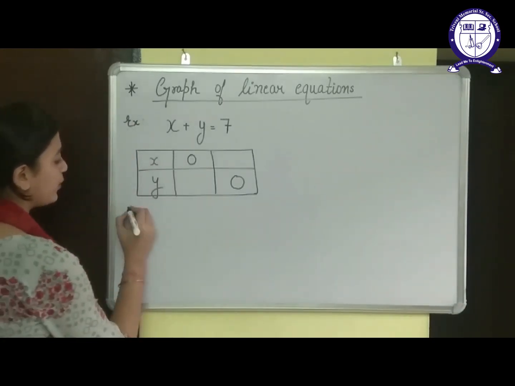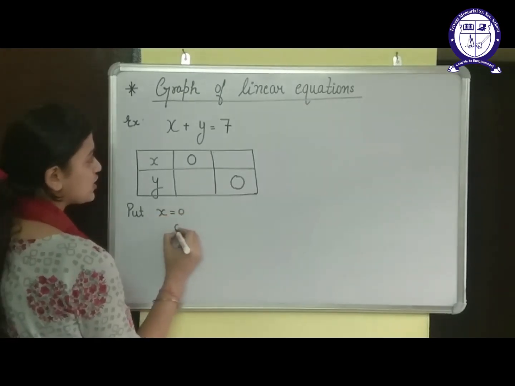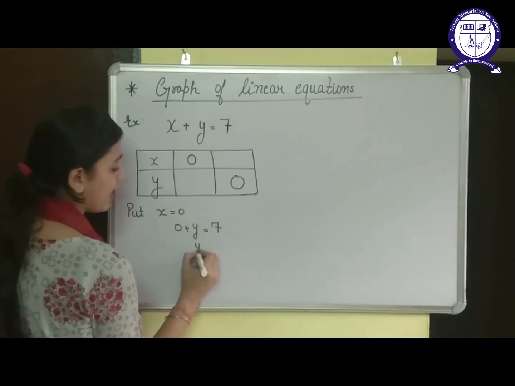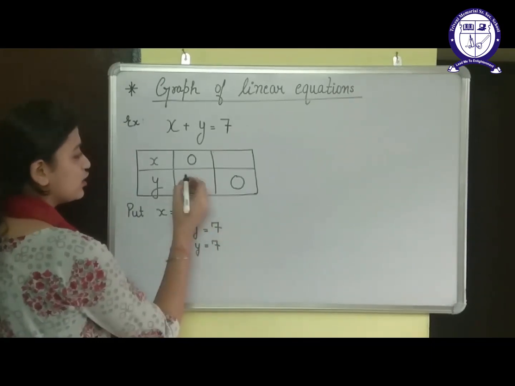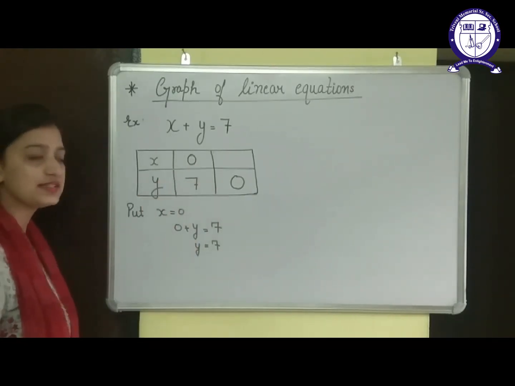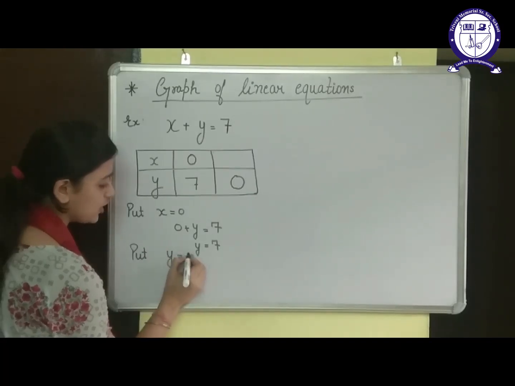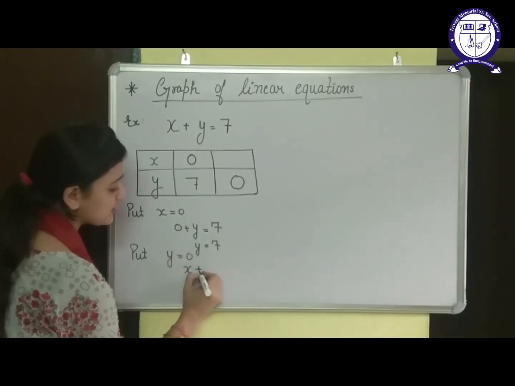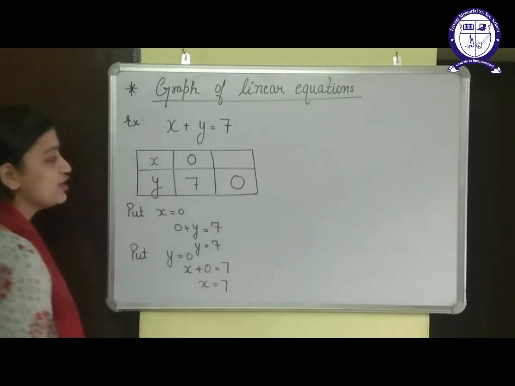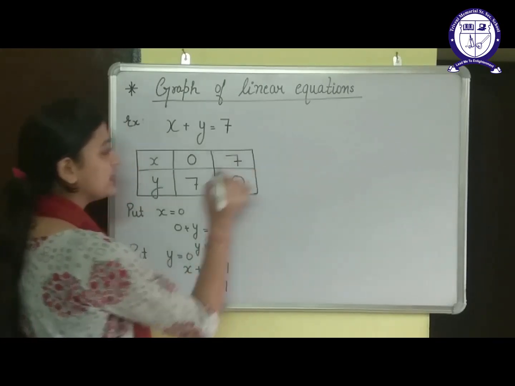So first of all, put x equals to 0. So 0 plus y equals to 7. So my y will be 7. So I put the value of y as 7. Second, put y equals to 0. So x plus 0 equals to 7. So my x equals to 7. So when my value of y was 0, my x will be 7.